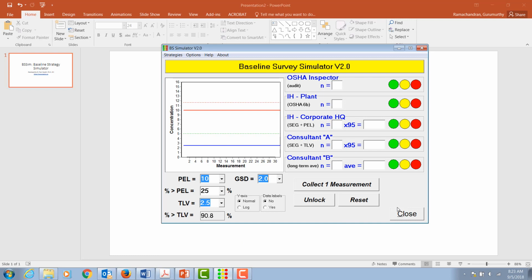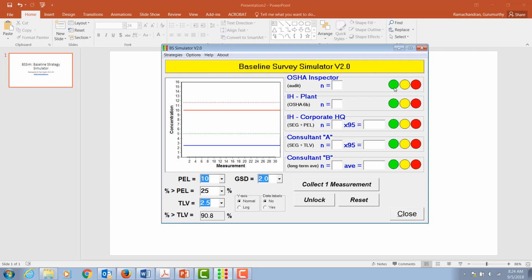So now what we will do is we will collect one measurement by clicking on this tab. What this does is it essentially picks a random number from the distribution of exposures and follows the decision rules according to each strategy and makes a decision. And the decisions are shown by these 3 lights here, green, yellow, and red.